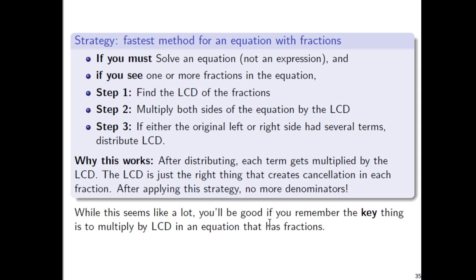So this seems like a lot of things to remember for this strategy. So how do you remember this entire strategy? You remember the key thing. The key thing is you've got to multiply both sides by the LCD. So remember step 2, multiply both sides by the LCD, and then the whole strategy works out. So let's see some examples.